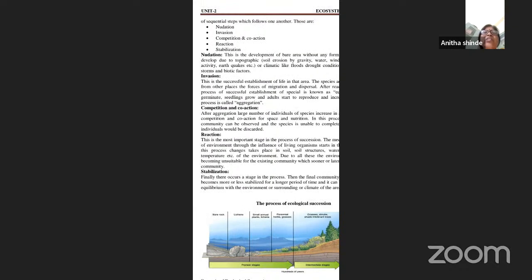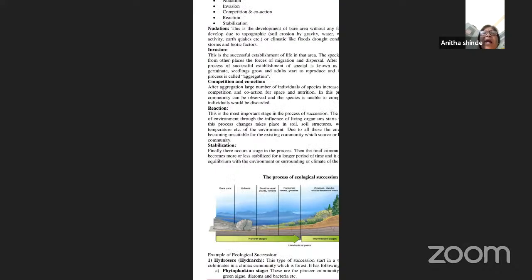Competition and coaction. So what happens here? They try to invade that particular area, and they try to aggregate. Later on, once they accumulate in large numbers, there will be competition. After aggregation, the number of individuals of the species will increase, and there will be competition for food, for space, and everything, and also coaction will start.